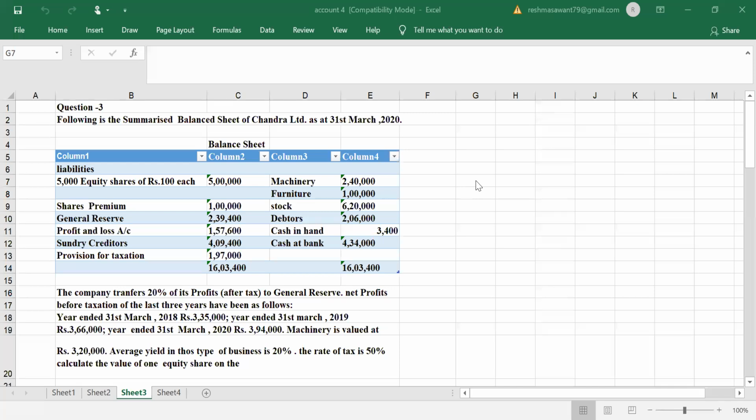It is important to think about the adjustments given, and these adjustments are always related with your profit. The company transferred 20% of its profit after tax to general reserve. The net profit before taxation of the last 3 years has been as follows. Year ended 31st March 2018, 3 lakh 35,000. Year ended 31st March 2019, 3 lakh 66,000. And year ended 31st March 2020, 3 lakh 94,000.